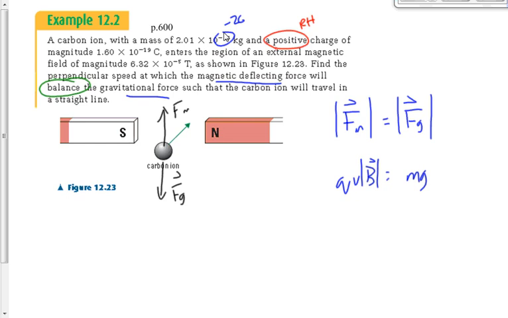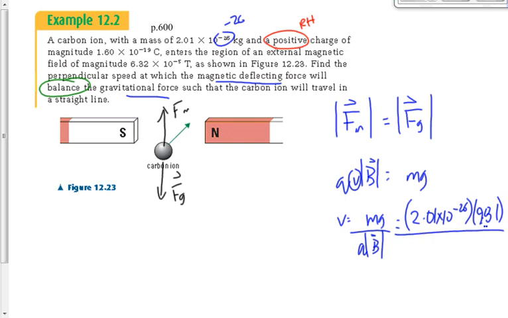QVB equals m times g. We're looking for the speed at which this can happen. So V ends up being equal to mg over qB. 2.01 times 10 to the minus 26 times 9.81 divided by 1.6 times 10 to the minus 19, same as the charge of a proton, times 6.32 times 10 to the minus 5. Now that's a pretty weak magnetic field for two bar magnets, but it's possible. Just really weak. It's about the strength of the Earth's magnetic field.